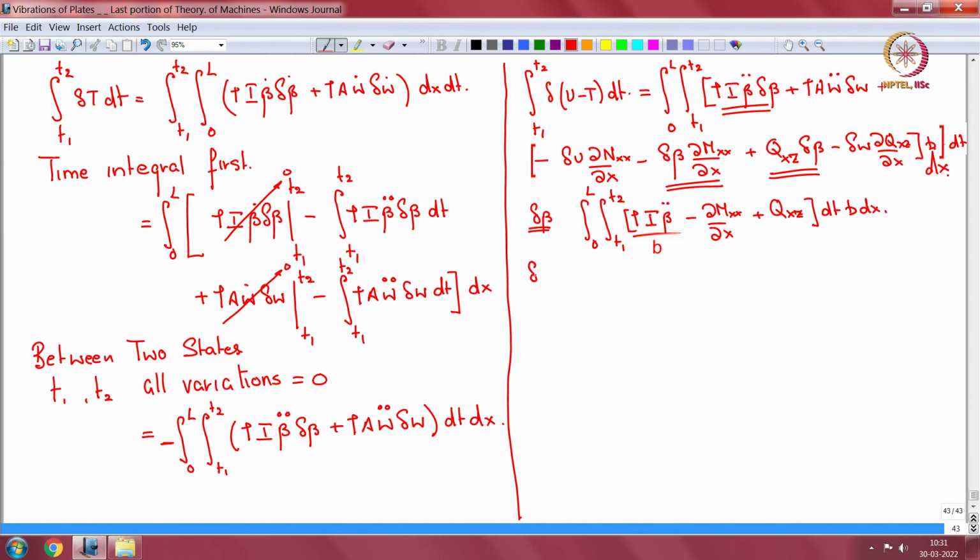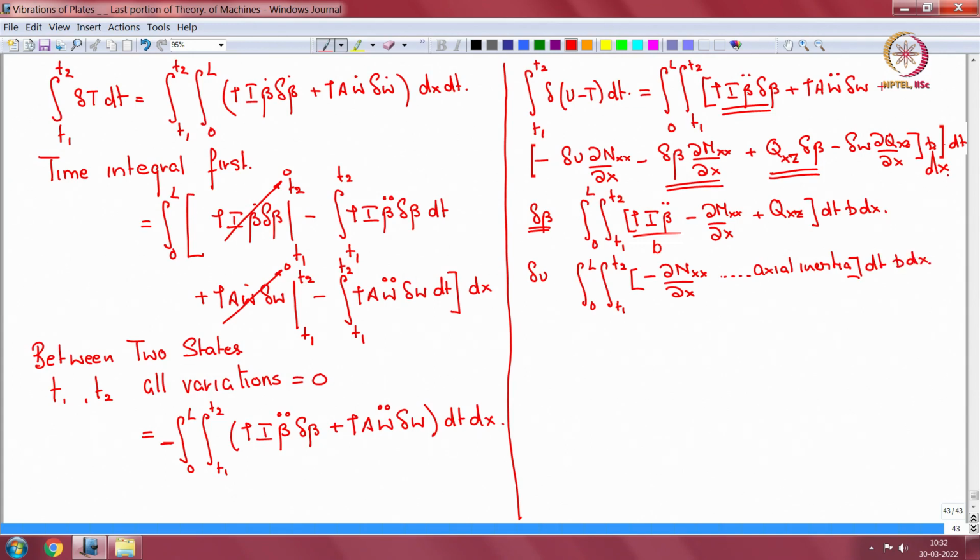What do we have for delta u? We have integral 0 to L, integral T1 to T2, delta u, only this term. So we have minus del nxx by del x. Had we included the axial inertial term, we would have axial inertia. We didn't do that, because we were not interested. dt b dx.